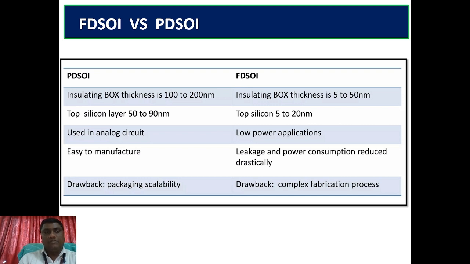And the partially depleted SOI is more or less like a bulk MOSFET. That's why it is used for analog circuits, whereas fully depleted SOI is used for low power applications and also ultra low power applications. Fully depleted has a very good improvement in leakage current and power consumption, whereas the partially depleted is easy to manufacture, but the leakage current and power consumption are not appreciable. The drawback in partially depleted SOI is that packaging scalability is a bit difficult, whereas FDSOI has a bit more complex fabrication process.